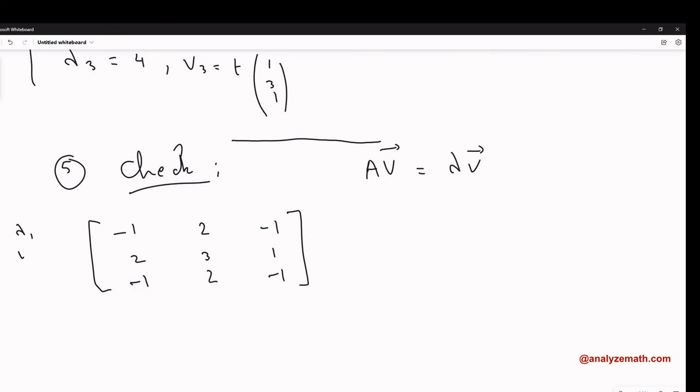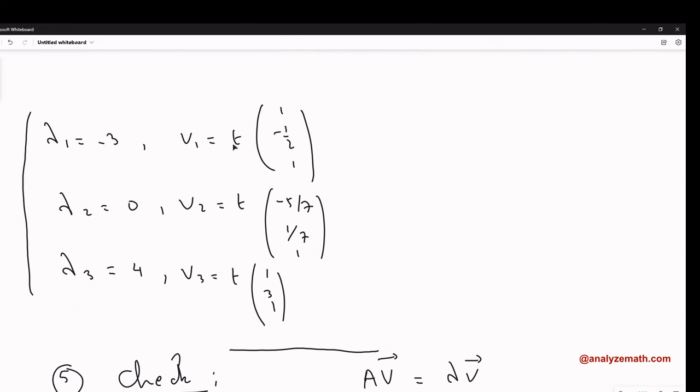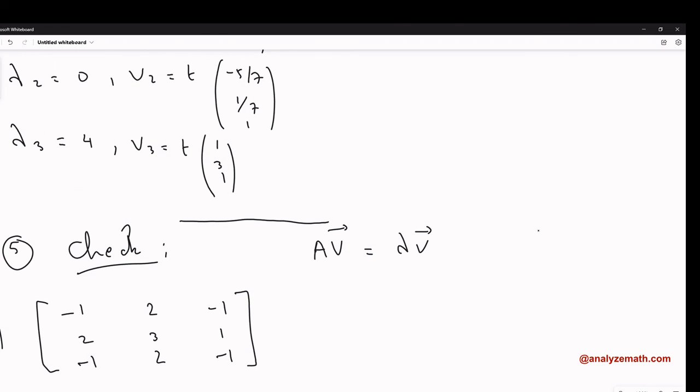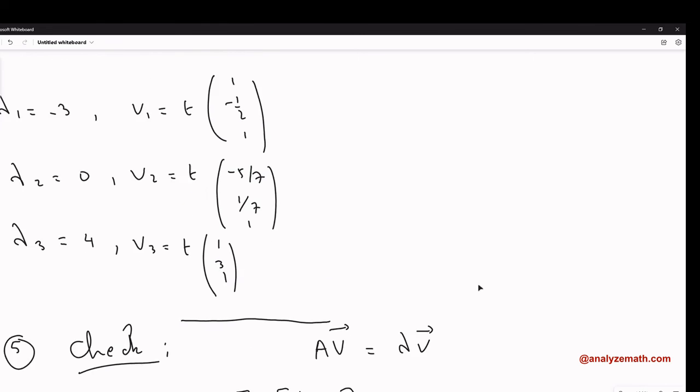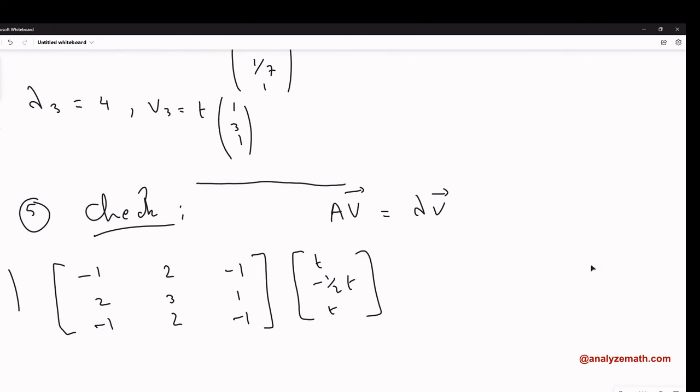Lambda 1 and v1, of course. So v1, what is v1? We're going to write it with the t inside, so we multiply everything in. We write it like this: t, minus half t, and then t. When you multiply the t into the components. Good. And we are going to prove that A v1 is equal to lambda v. So we multiply.